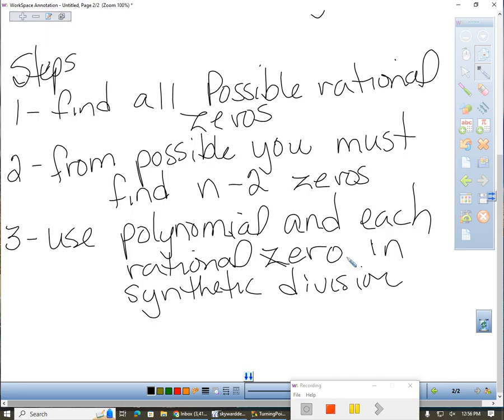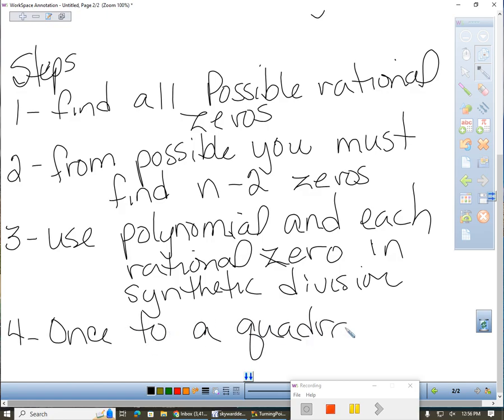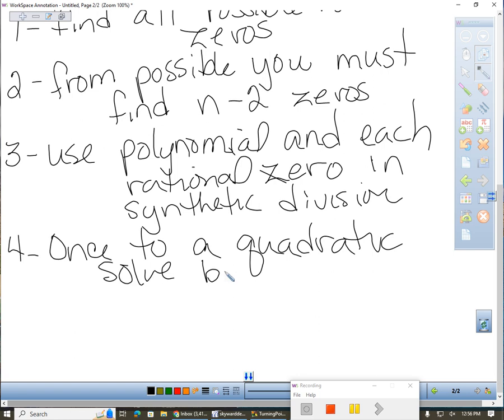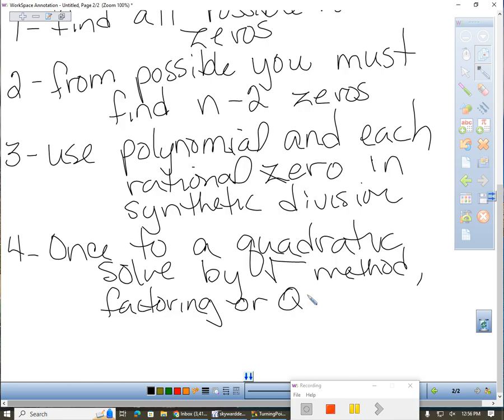Then, once you get it down to a quadratic, we are going to solve. And we're either going to solve by square root method, factoring, or quadratic formula.